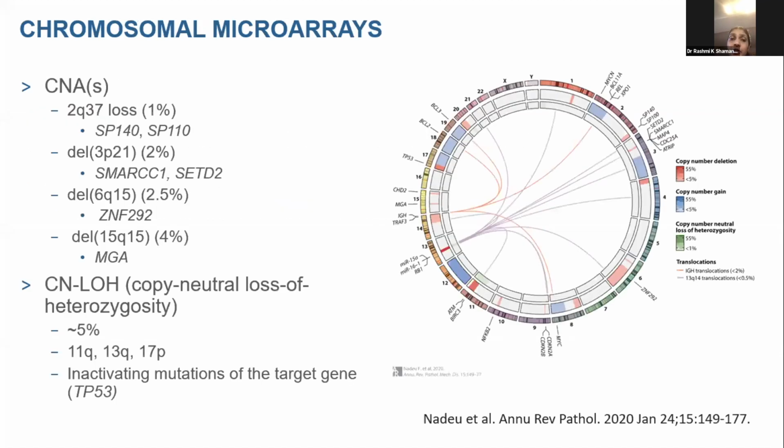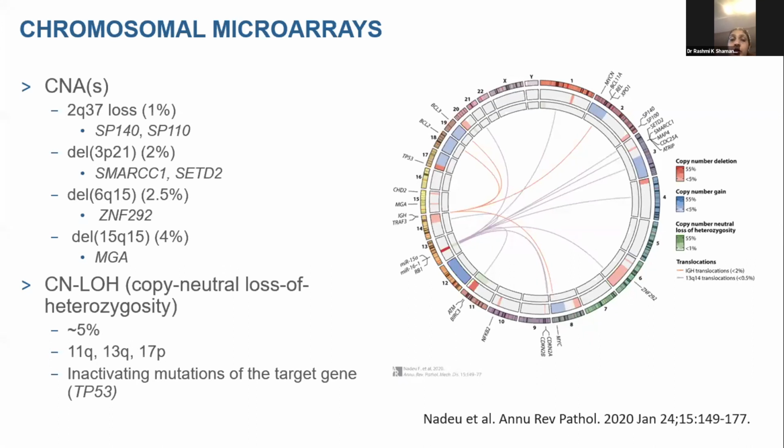The other technology that we frequently perform, which can capture in a more objective way the degree of genomic complexity, is chromosomal microarray testing. Using chromosomal microarray, several studies have reported additional prognostic copy number aberrations in regions 2q, deletion 3p, deletion 6q, or even deletion 15q, involving genes that can influence the outcome.